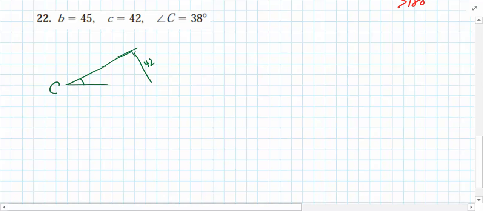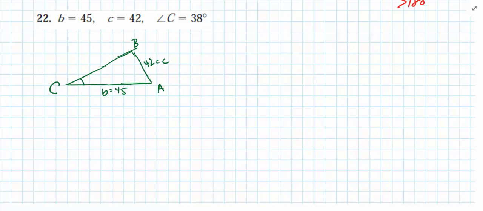Now I'll call this angle up here B, and I'll call this angle down here A. So if this angle is B at the top, then side length B is at the bottom. And we've got to decide if this triangle will exist as a unique triangle or if more than one solution can exist for this known piece of information.